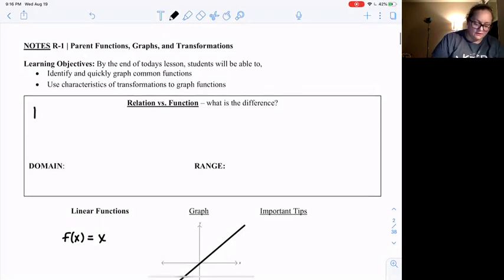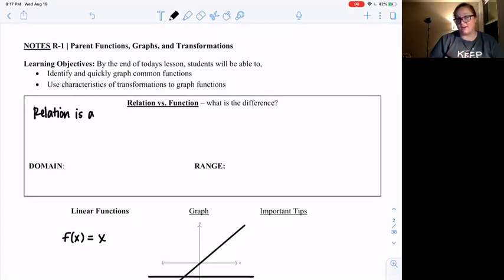So a relation is kind of the relationship between sets of information. And so what we consider those is a set of ordered pairs. So it's the relationship between any x values and y values. So a relation is any set of ordered pairs.